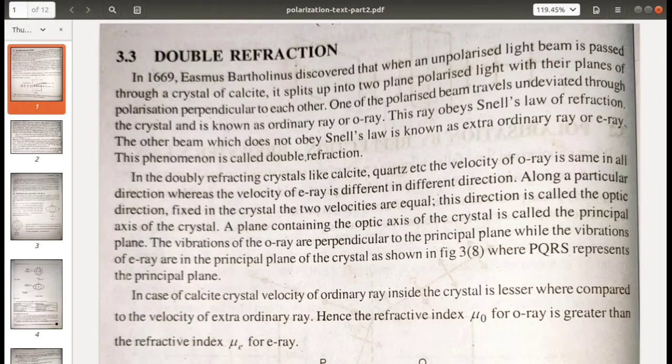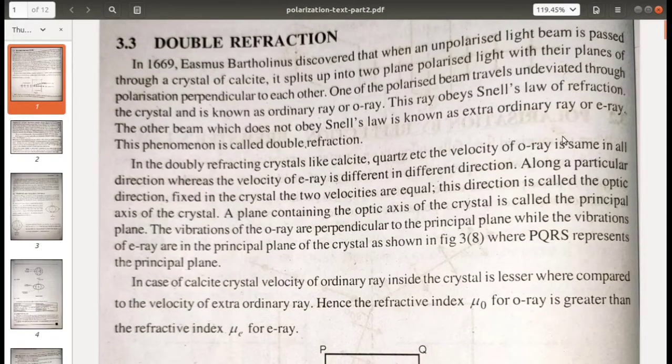So, what is double refraction? It is quite clear from this description. It was discovered in 1669 by Erasmus Bartholinus. When an unpolarized light beam is passed through a calcite crystal, we discussed in the last class what unpolarized light is, it will be split up into two plane polarized lights, one of which obeys Snell's law and travels undeviated through the crystal. That ray is known as the ordinary ray. The other polarized light, which does not obey Snell's law, is known as the extraordinary ray. The ordinary ray is represented as O ray and the extraordinary ray as E ray.